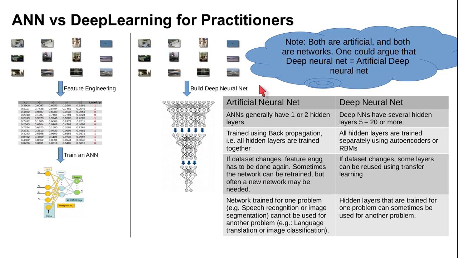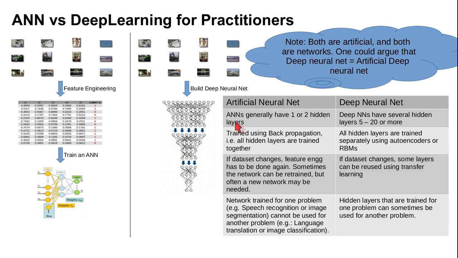A properly designed deep neural network will not require feature engineering. Unstructured data, whether in the form of text or images, can be directly passed on to the neural network. Please note that both are artificial and both are networks. One could argue that a deep neural network is an artificial deep neural network. There are, however, some additional differences.